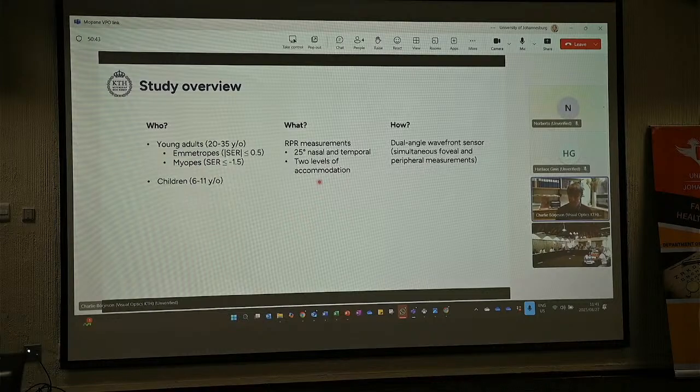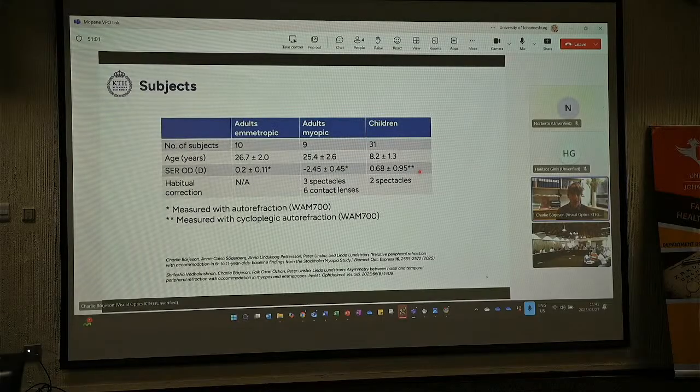We did RPR measurements in the 25-degree nasal and temporal visual fields for two levels of accommodation. We did these measurements with a dual angle visual sensor that allows for simultaneous foveal and peripheral measurements. In total, we recruited 10 adult emmetropes and 9 adult myopes, and then we also recruited 31 children. The ages of the adults were around 25 years old and the children were around 8 years old.